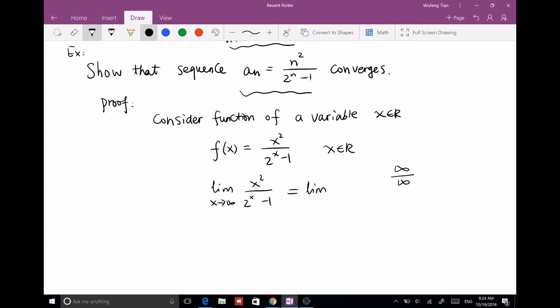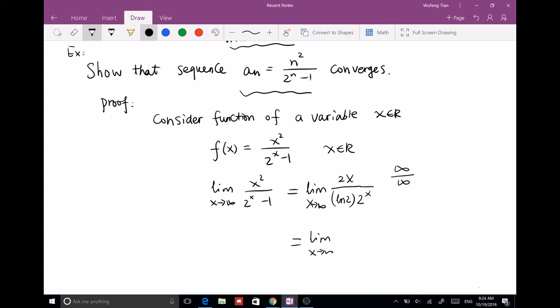It's not mathematically rigorous otherwise, so I should be more rigorous. Now x is a continuous function, so I can take the derivative. The derivative of x squared is 2x. The derivative of 2 to the power x is ln 2 times 2 to the power x. The derivative of 1 is 0. Plugging in infinity, this is still infinity over infinity form. Both top and bottom are differentiable and continuous, so use L'Hopital's rule again.